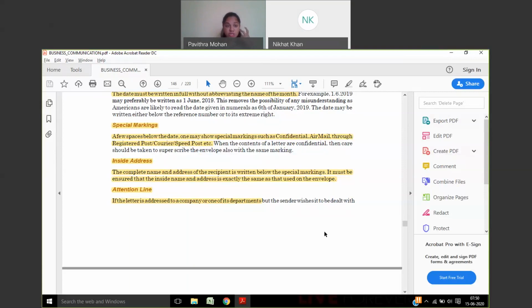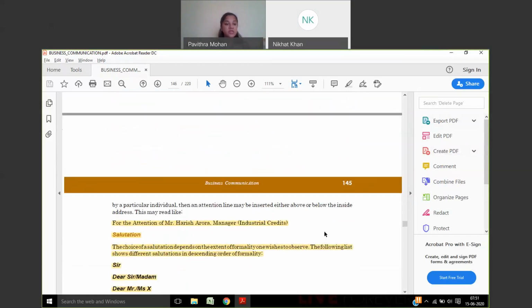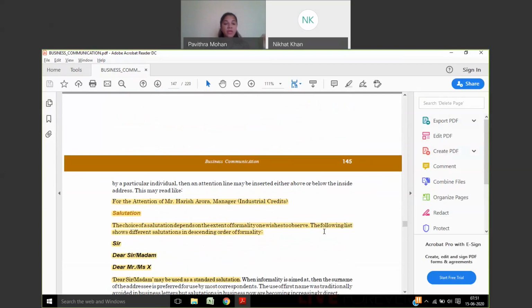Might be I got a letter from the GST department asking for certain clarifications. So when I'm replying to this, I have to write a letter saying to which department this particular letter has to be provided or where it needs to be surrendered. So from this perspective, it becomes important for me to give an attention line. So how does an attention line look? It will look like: for the attention of Mr. Harish Arora, manager industrial credits.